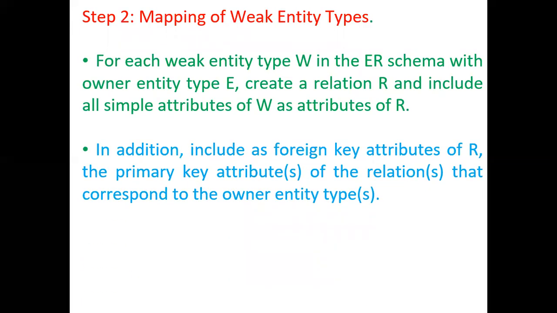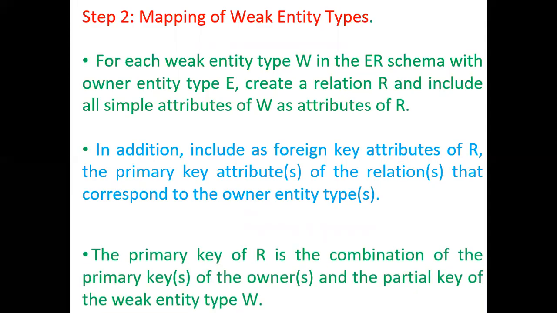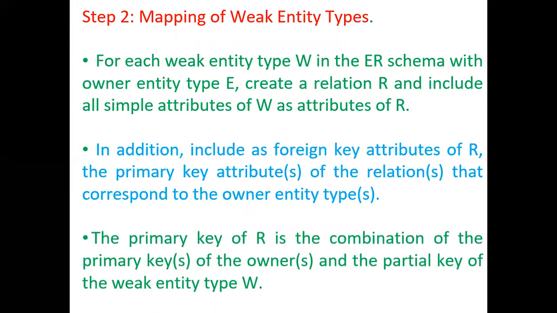Then after adding all simple attributes of the weak entity type, we need to take the primary key of the owner entity type and add that primary key as a foreign key in the weak entity type. Then the weak entity type will include a combination of the primary key of the owner and the partial key of the weak entity type. So it includes a composite key, a combination of the partial key of the weak entity type and the primary key of the strong entity type.